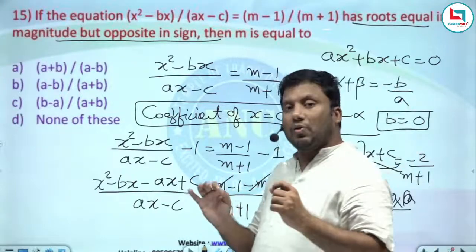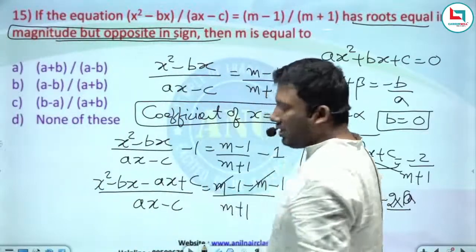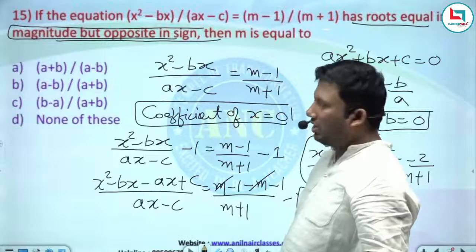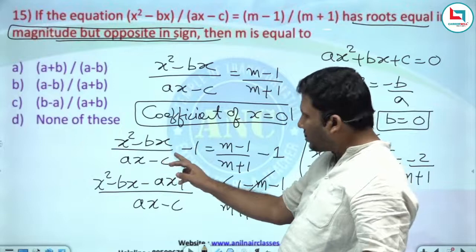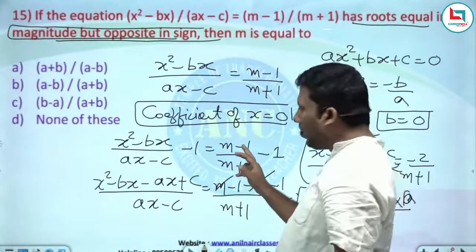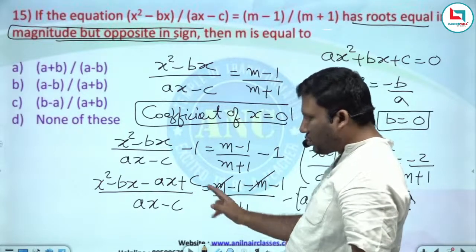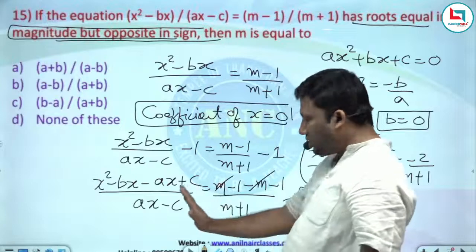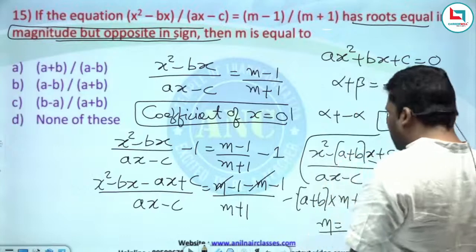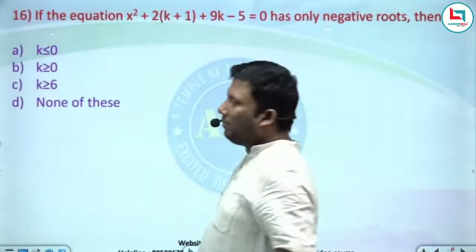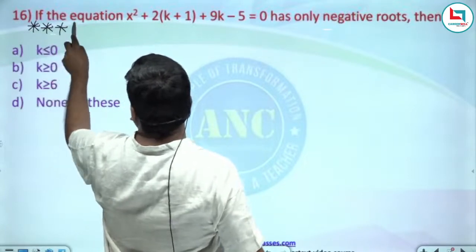If the roots are equal in magnitude but opposite in sign, coefficient of x should be 0. So x square minus bx by ax minus c minus 1 equivalent to m minus 1 by m plus 1 minus 1. Minus m plus m cancel. It is minus 2, minus 2 by m plus 1. So just make everything to the left hand side. Whatever the value that you get, that itself is the answer. Very, very easy question. Now for me 16th is a very good question, sir. 16th is a very, very good question.